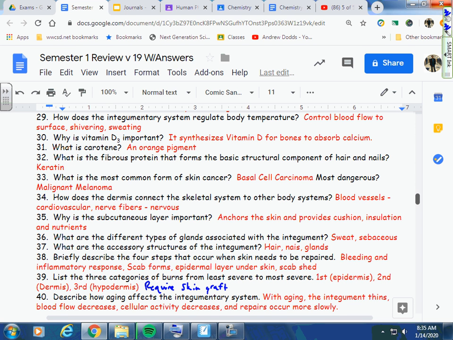40, describe how aging affects the integumentary system. With aging, the integument thins, blood flow decreases, cellular activity decreases, repairs occur more slowly.